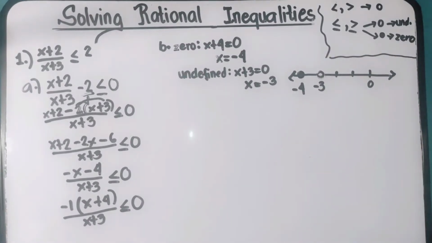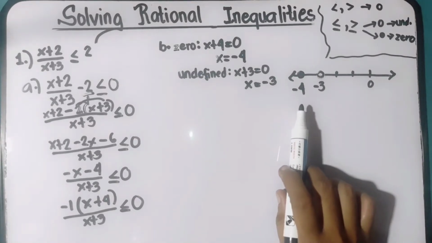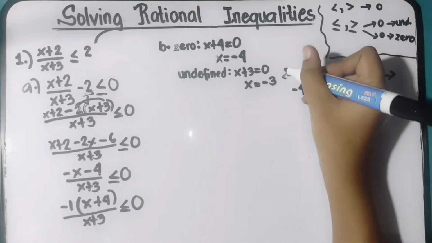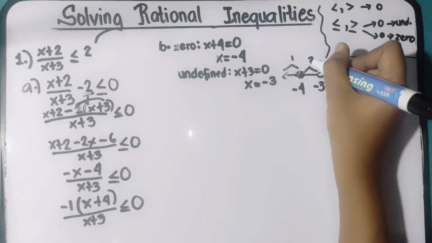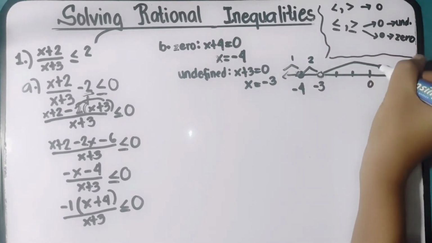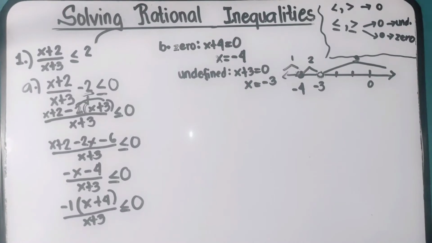Observe how many intervals are present in the number line with regards to the points. We have 1, 2, and 3. 3 intervals present. Next step is to construct a table of signs. First, let us identify the intervals.